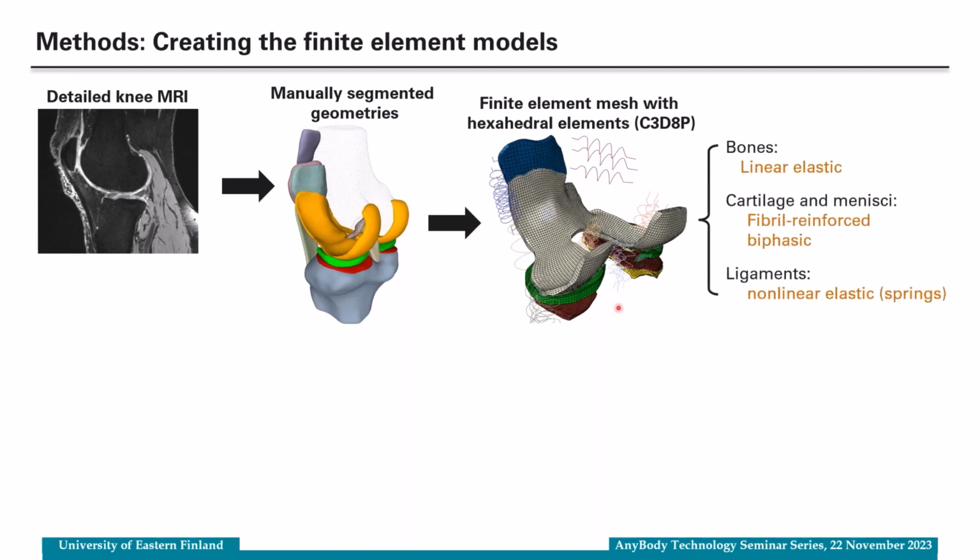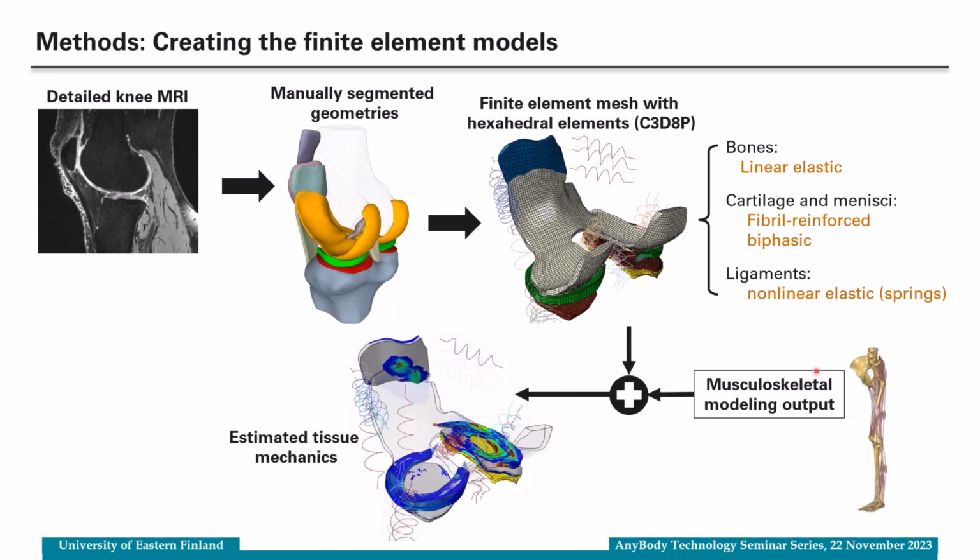And then in the FE models, bones were modeled as linear elastic because we were not interested specifically in the detailed tissue mechanics of the bones. So we just used a simpler material model to make the analysis faster. But the cartilage and menisci were modeled using a fiber reinforced biphasic material model, which I will go through in more detail in the next slide. And the ligaments were nonlinear elastic springs with mechanical parameters obtained from the literature.